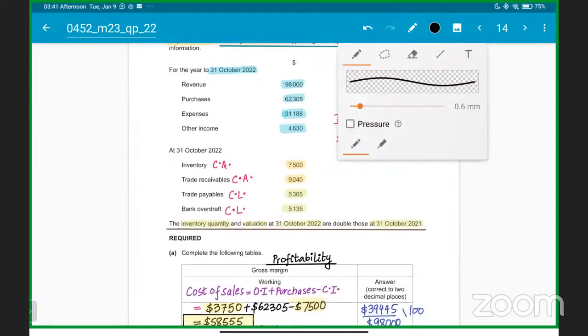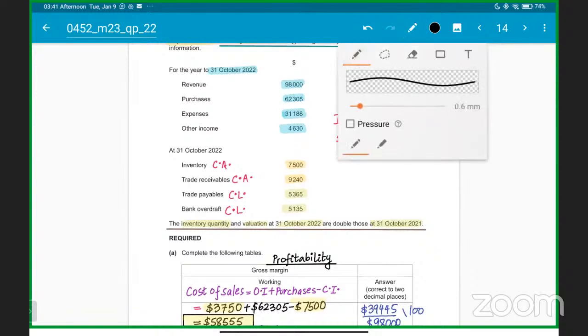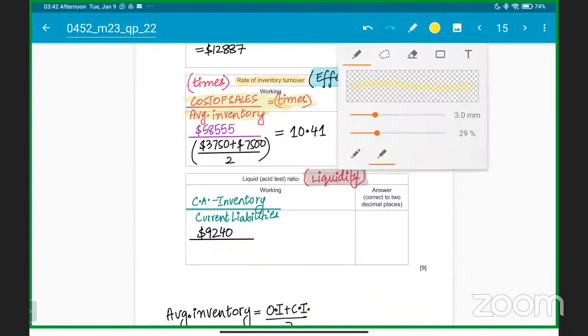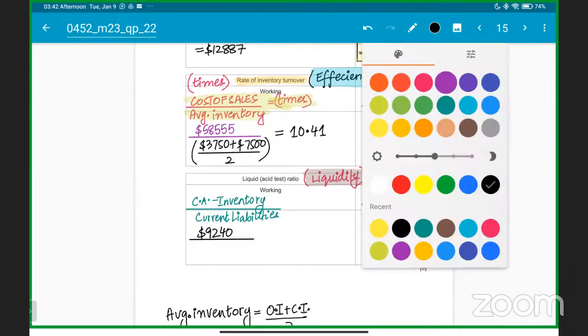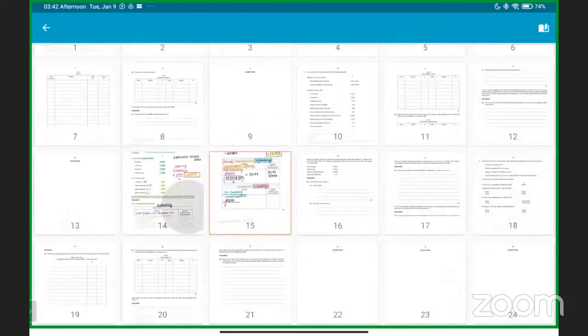Make sure, students, a lot of students make the mistake of taking opening inventory as an asset as well. You never take opening inventory in this formula. So make sure opening inventory is not included. Only trade receivables will be written and we will ignore the inventory for this formula. Okay, getting it? And what about the current liabilities? For the current liabilities, it will be the trade payables and the bank overdraft added.